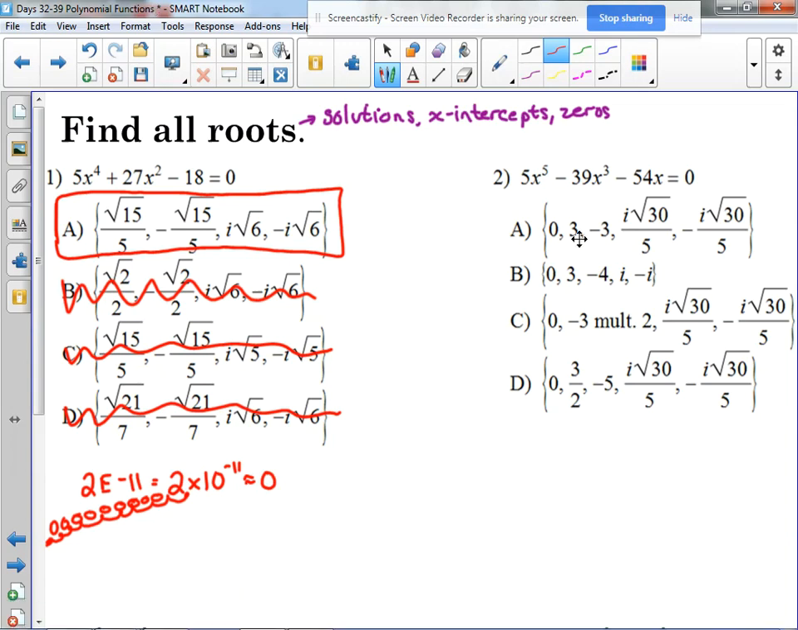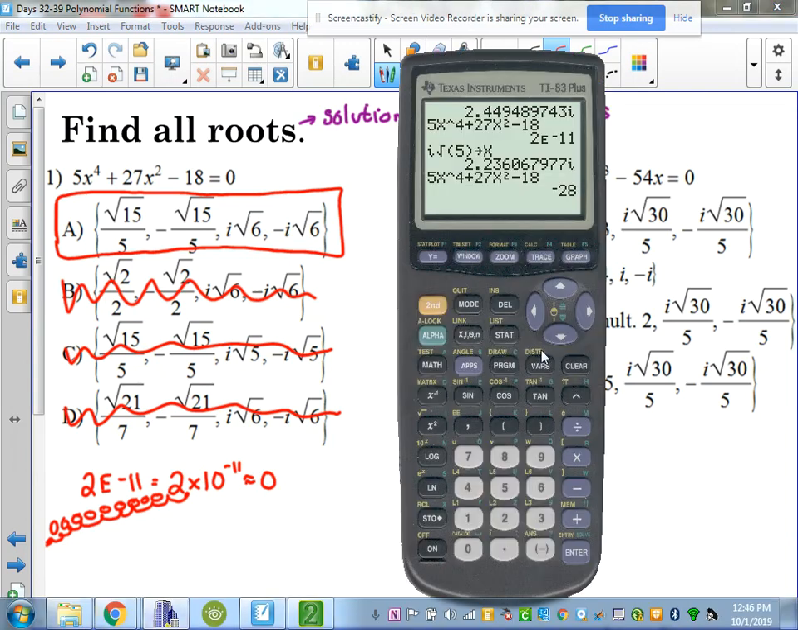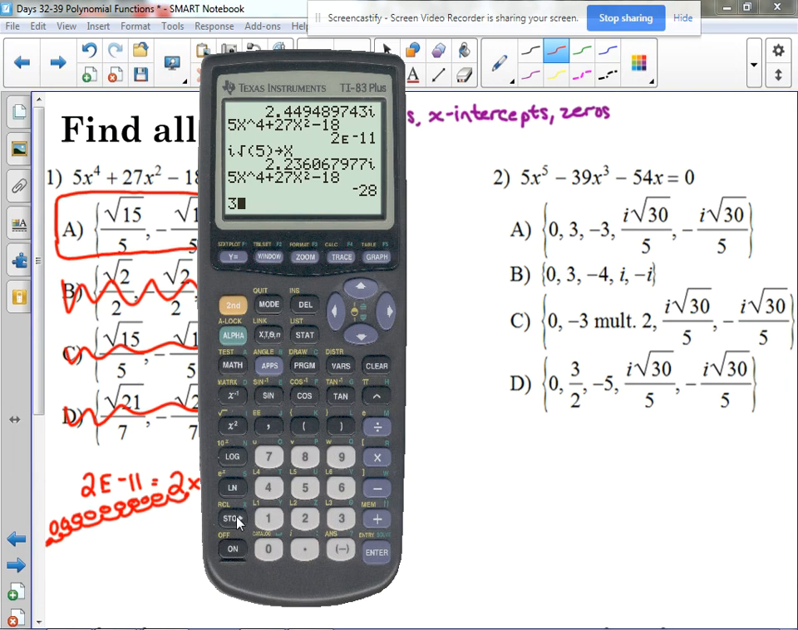So let's go to the next solution. A and B both have positive 3, so let's try positive 3. Store 3 as x, plug it into the original equation: 5x to the 5th minus 39x cubed minus 54x. I want you to do this along with me so that hopefully you will remember.